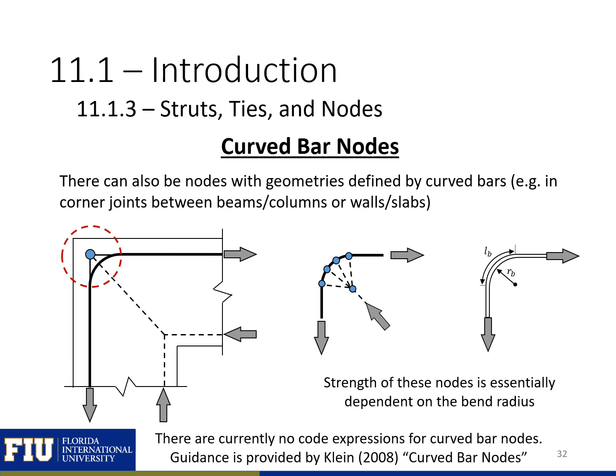Another type of node that is currently being researched is called a curved bar node. This is a type of node that's made up by a curved bar, which can happen in corner joints between beams and columns or walls and slabs. Here you can see compression coming in from the strut, and we have tension going out by our curved bar, and we can have crushing of our concrete at this location. So the strength of these nodes is essentially dependent on the bend radius. There aren't any current code expressions for curved bar nodes, but there is some guidance provided by Klein in his paper on curved bar nodes. So you can go there if you have a curved bar node that you want to investigate.